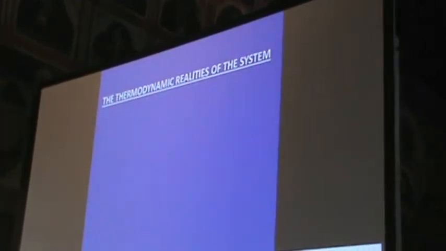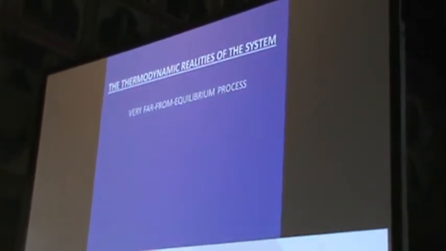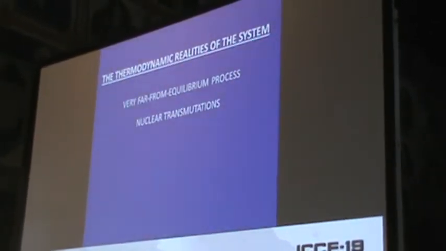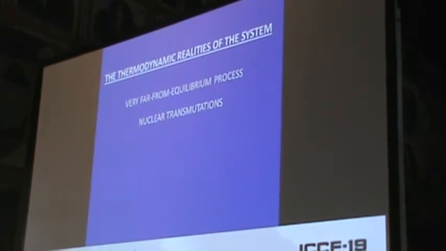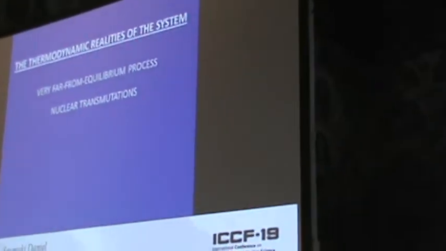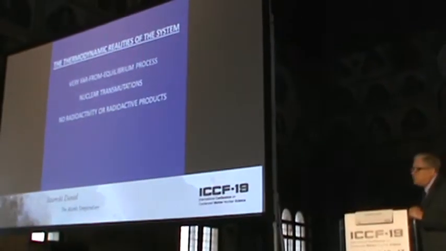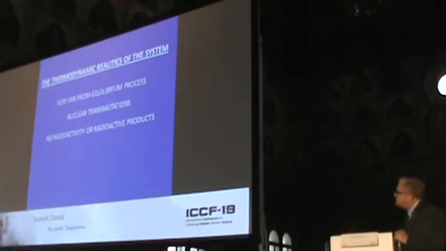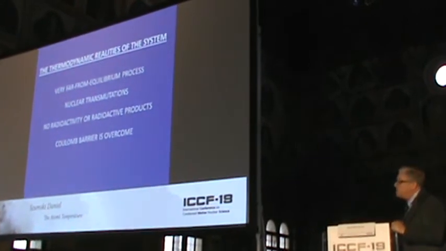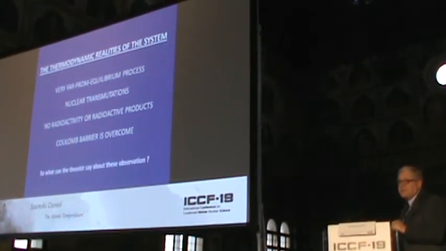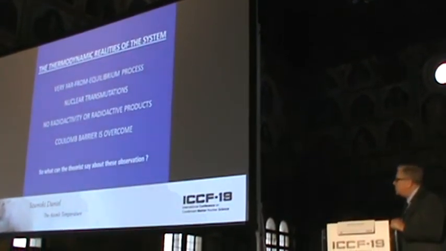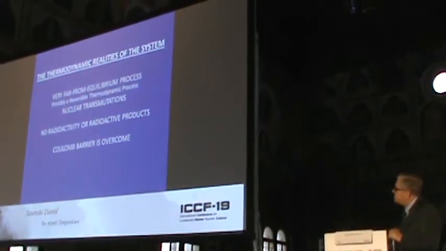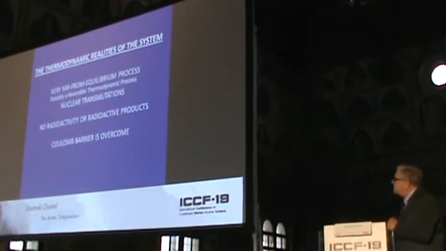The thermodynamic realities of this system are, first of all, it's very far from equilibrium. Nuclear transmutations are occurring, but they're occurring at what appear to be room temperatures. There's no radioactive signature in our experiments, and the Coulomb barrier appears to be overcome. So the theorist has one question: what do we do with this? Let me take us through my view of this.